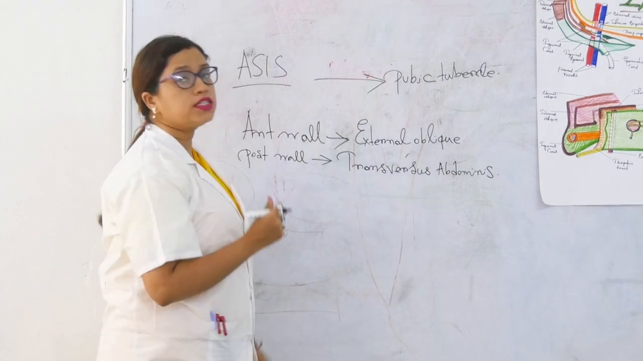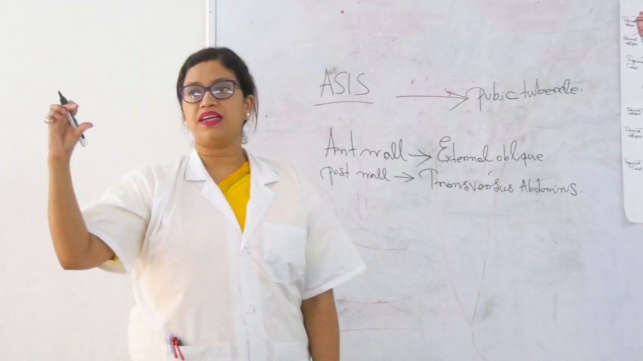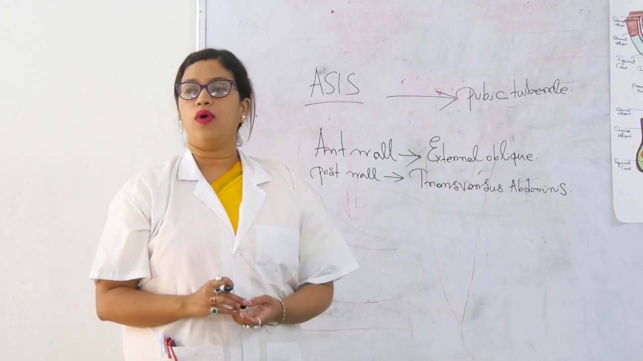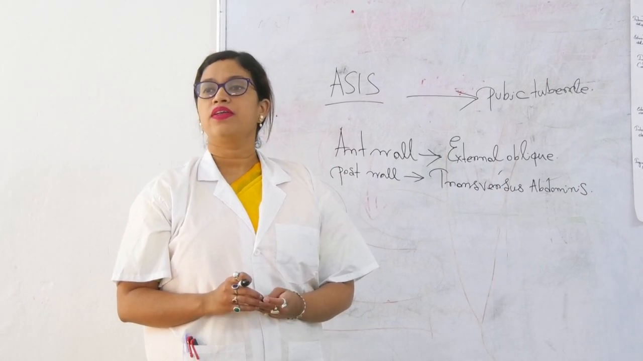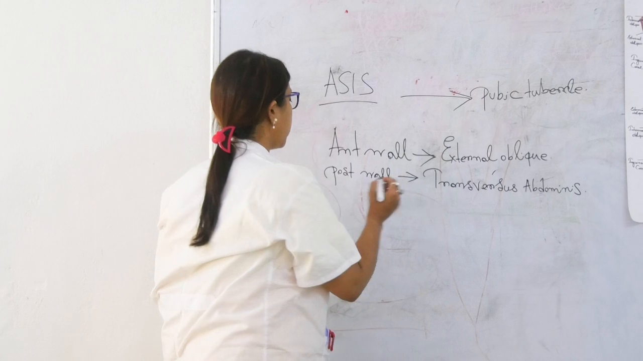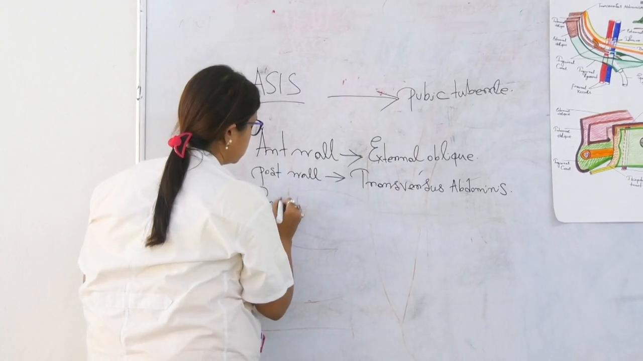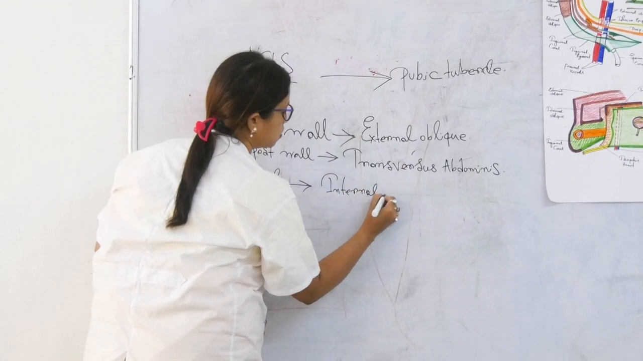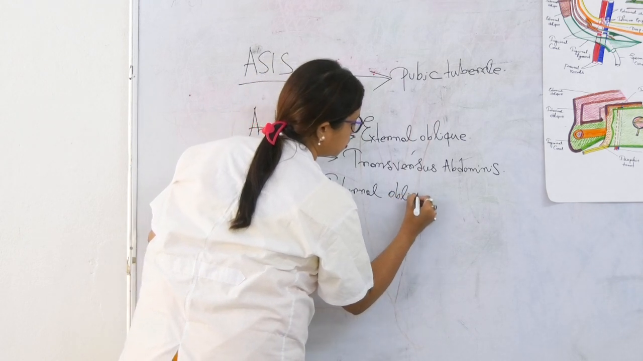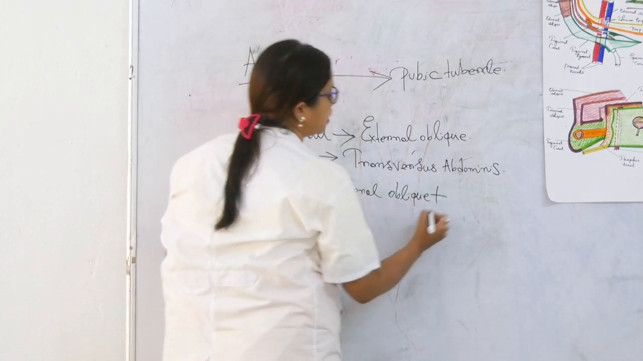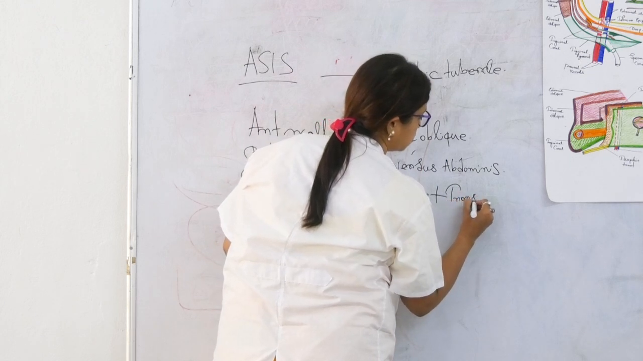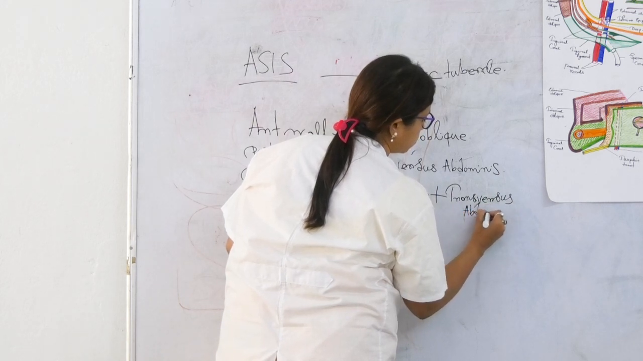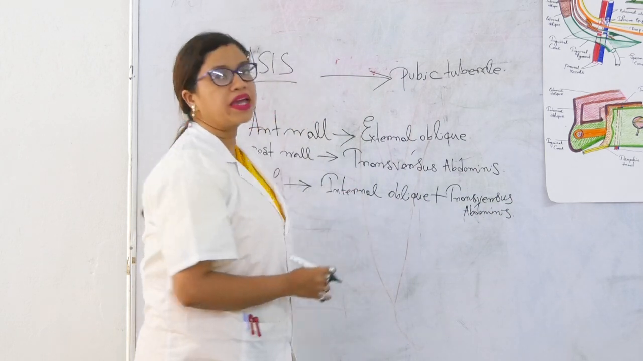Then next one is the roof. Just think it is a pipe-like structure, so it has got one roof. Now how is this roof formed? The roof is formed by two muscles: one is internal oblique, another one is transversus abdominis. So internal oblique plus transversus abdominis. Okay, so this is making the roof.